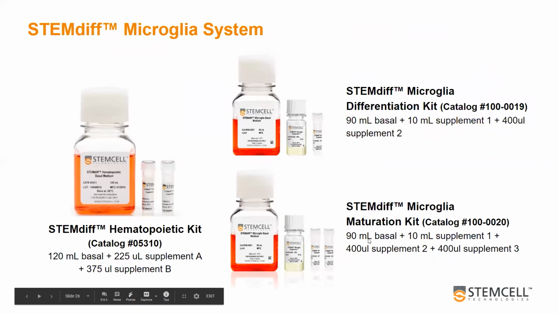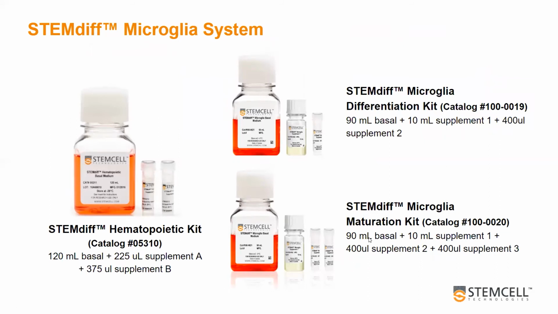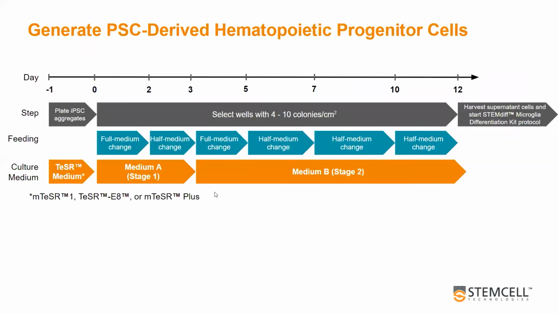The last product that I want to introduce today is our STEMdiff microglia system. This system is quite different from previous ones. It has 3 kits with basal medium and multiple supplements. More importantly, this protocol is different because it has 2 steps. First, we need to generate hematopoietic progenitor cells with our hematopoietic kits.